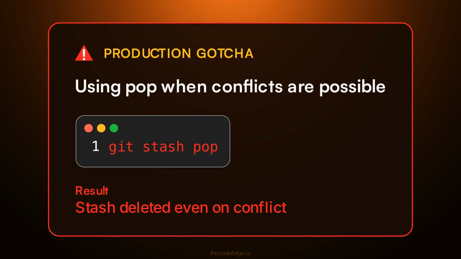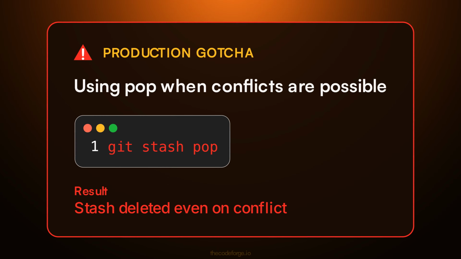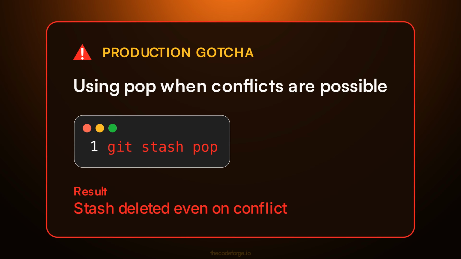Git Stash Pop deletes the stash entry even if the apply hits a merge conflict. If the conflict is unresolved, your changes are gone from the stash but not applied. Use git stash apply when conflicts are possible, then drop manually.